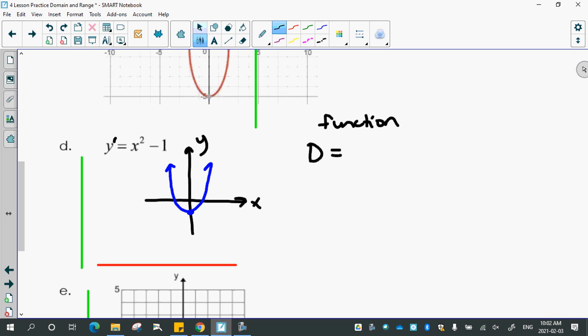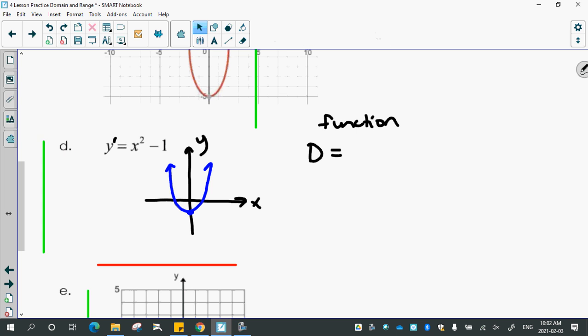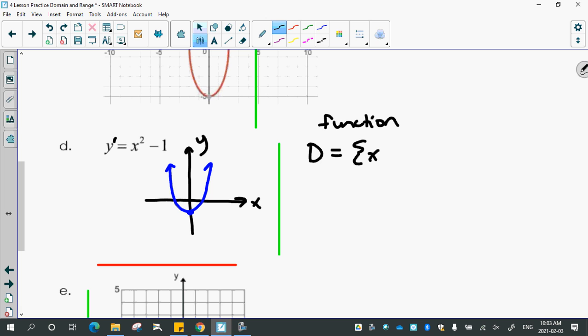All right, so way over here at negative infinity, this arrow means I'm going to be on the graph. I'm going to be way up in the sky, but I'm going to be on the graph. Always on the graph. Okay? So that means that my domain is going to be all real numbers, just all real numbers. Okay?